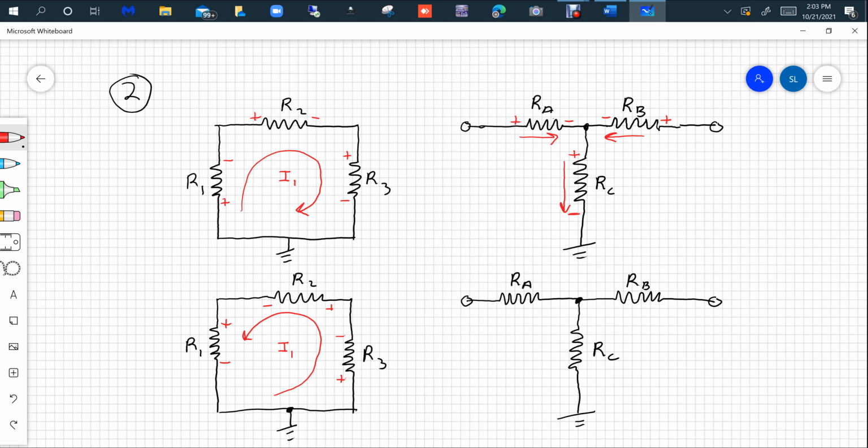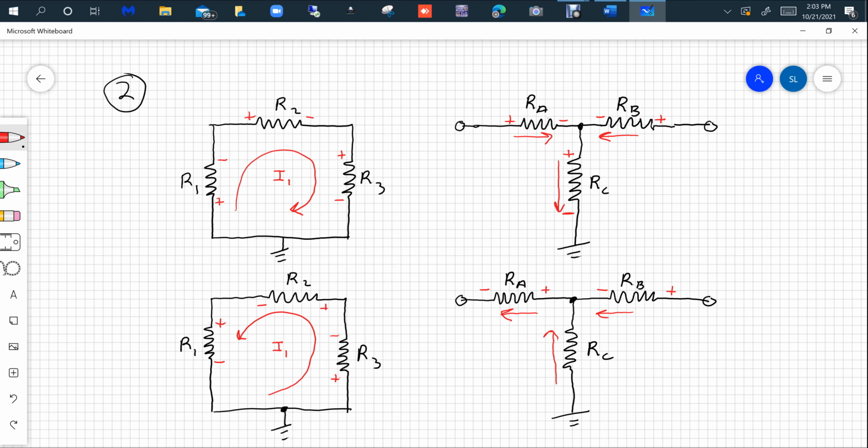If you just happen to show current maybe going in this direction, and let's keep this current going in the same direction, but let's make this current come up. You can do that. You can assign those currents in that direction. But before you start writing your equations, make sure you put your plus there and a minus there, and your plus there and a minus there, and your plus at the bottom and the minus there.